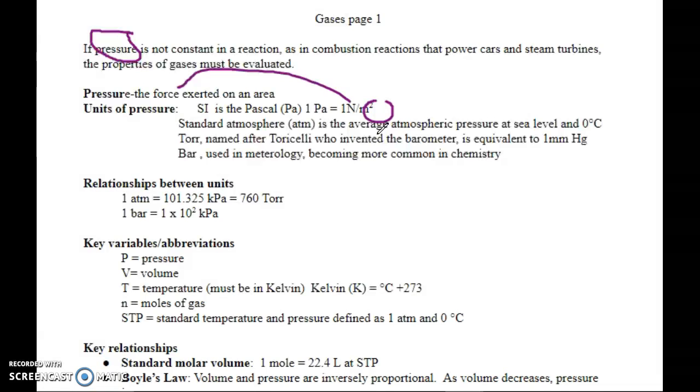And bar is used in meteorology, but it is becoming more common in chemistry. So, relationships between units: 1 atm is 1.01325 times 10 to the fifth pascals, or 760 torr, and 1 bar is 1 times 10 to the second kilopascals. That kilo is the same as any other metric prefix.